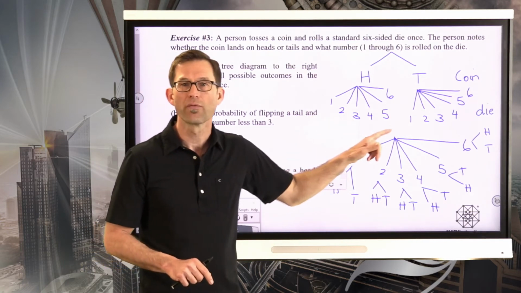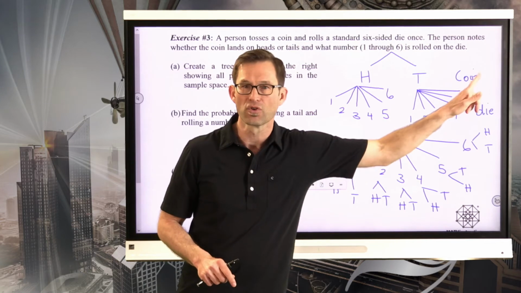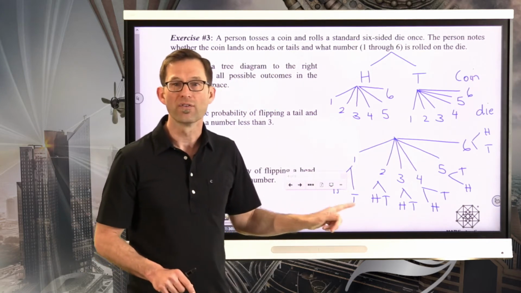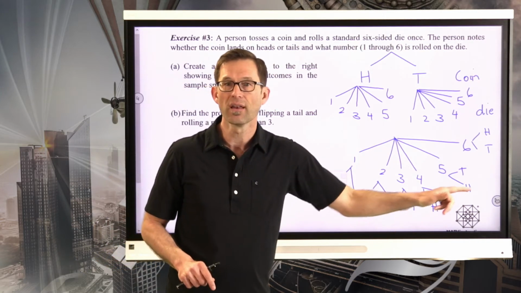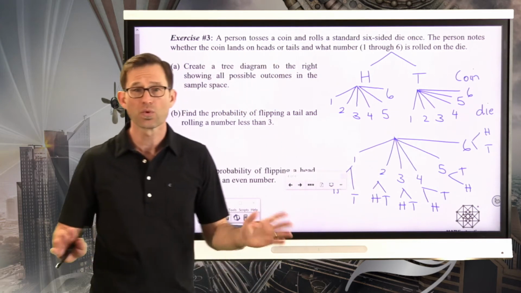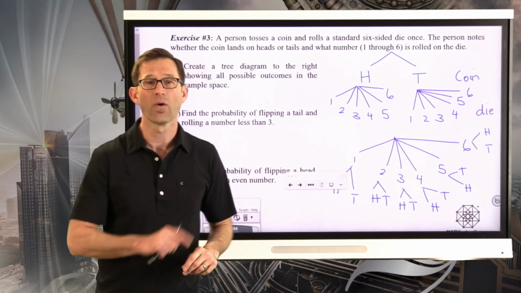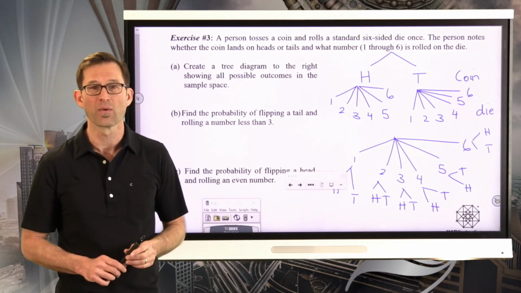So 1, 2, 3, 4, 5, 6, 7, 8, 9, 10, 11, 12, or 1, 2, 3, 4, 5, 6, 7, 8, 9, 10, 11, 12. There's 12 total outcomes, which now allows us to start to answer probability questions.